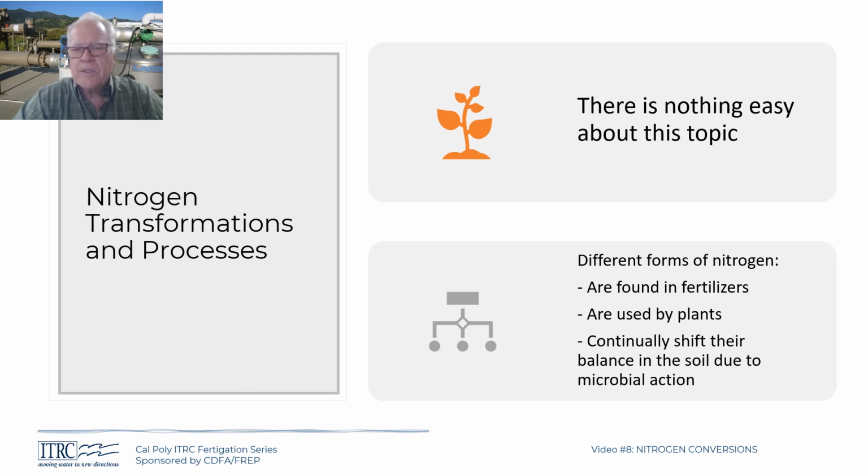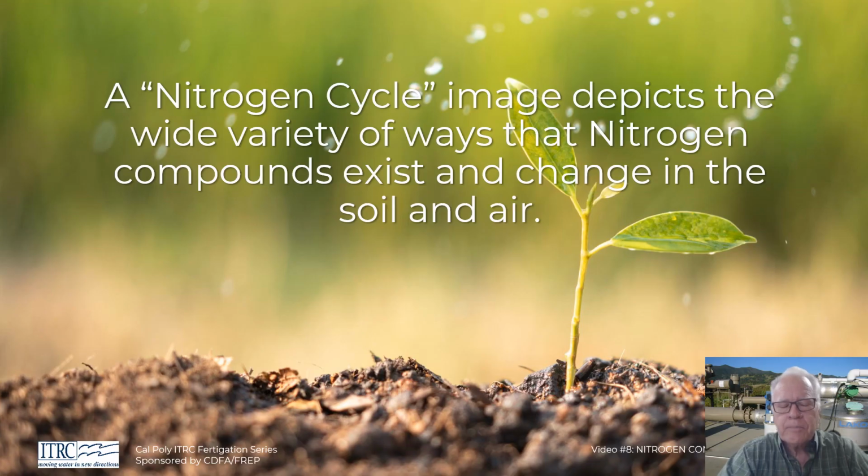First of all, there are different forms of nitrogen found in fertilizers, and different forms are used by the plants, and they're shifting around in the soil in terms of what their form is, depending on microbial action. We have a term, and this will be on the next slide, called the nitrogen cycle. We have an image that depicts a wide variety of ways that nitrogen compounds exist and how they change in the soil and air. How the nitrogen might come into the soil from the air or leave from the soil into the air.